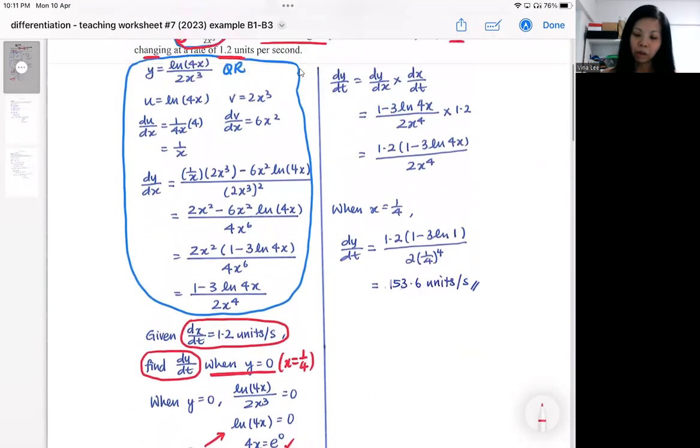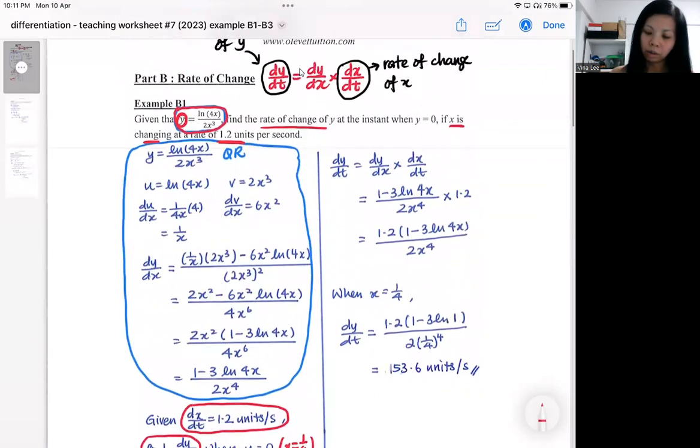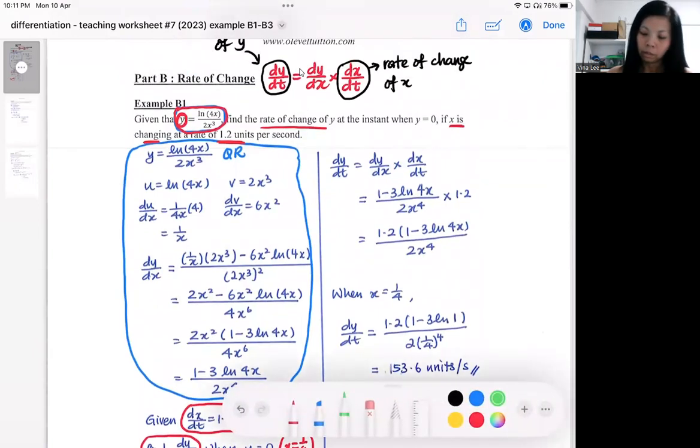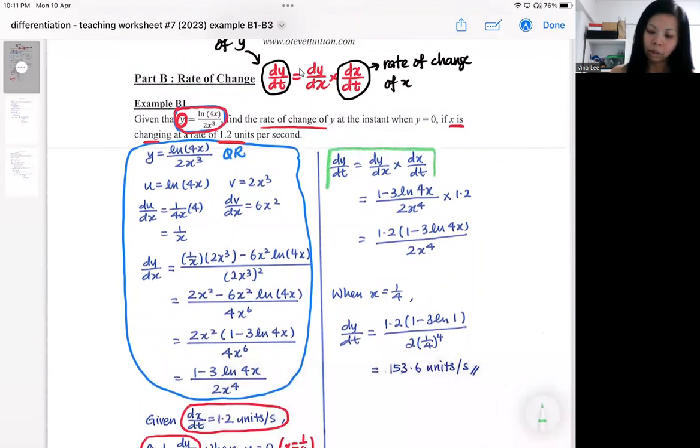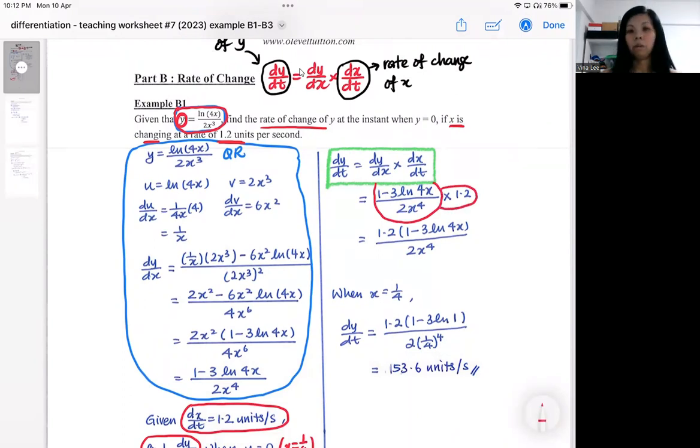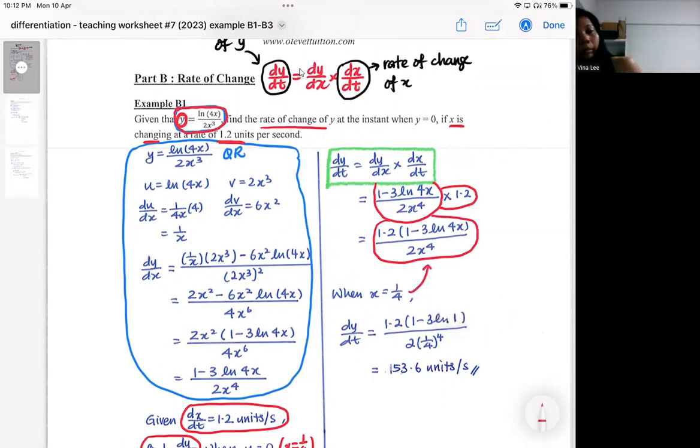Then I'm going to use back my generic formula. So this is the generic formula that we always use. So we still do the same thing. I'm going to insert the dy dx that I have found, and I'm going to insert the dx dt that I have found. So I got a very nice huge fraction. So it's just 1.2 multiplied to the fraction, and I just put in my 1/4 inside. That's it. And then you punch calculator.